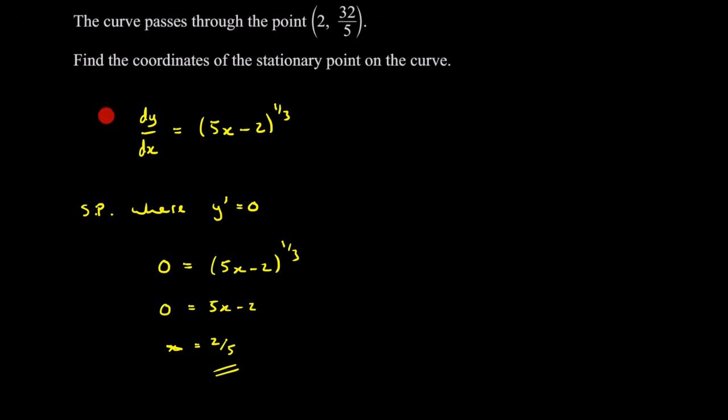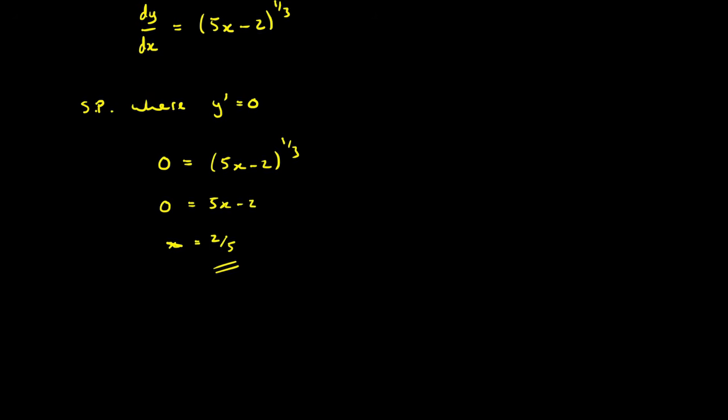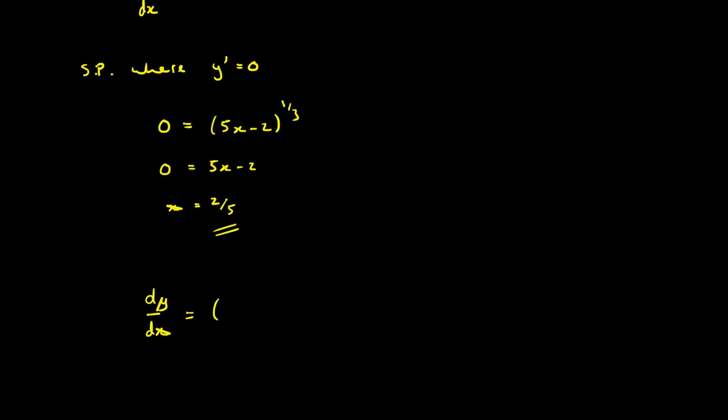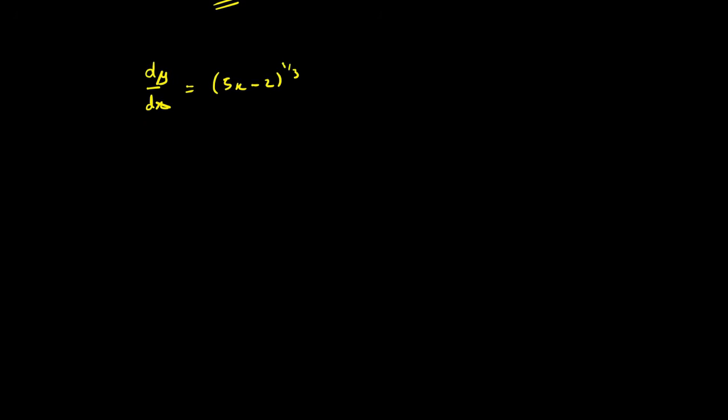Well, we will have to integrate this dy/dx to find out what y is. So let's go down. We've got dy/dx equal to (5x − 2) to the power of a third. So we are integrating this, really reversing differentiation.